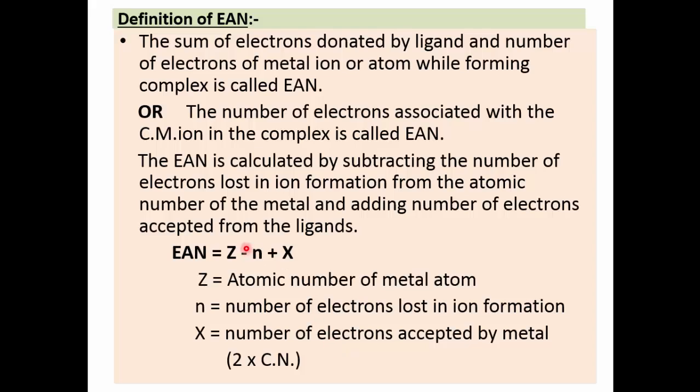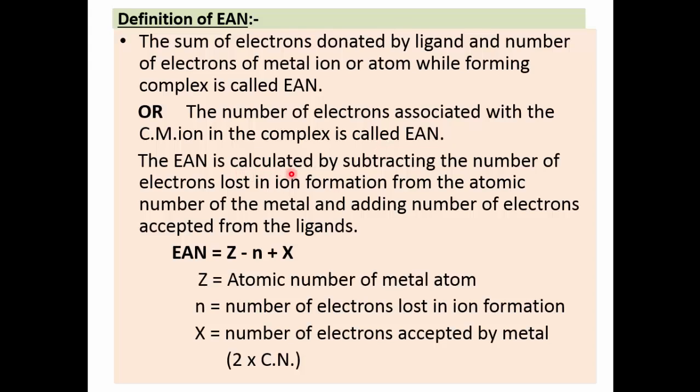Now see the definition of EAN, which is also called effective atomic number. What is this? The sum of electrons donated by ligands and the number of electrons of the metal ion or atom while forming the complex is called EAN. It is also the number of electrons associated with the central metal ion in the complex. Agreed?